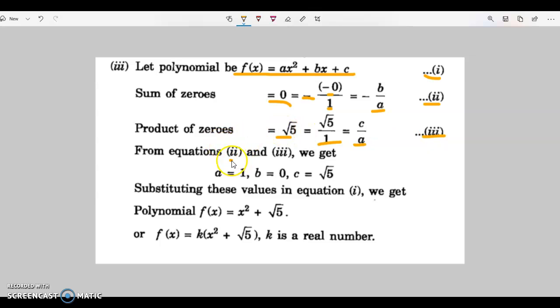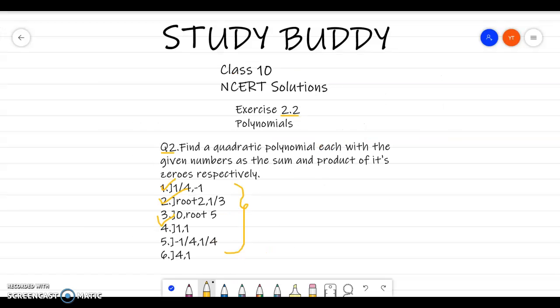From equations 2 and 3, we get a is equal to 1, b is equal to 0 and c is equal to root 5. Now I am substituting these values in equation 1, which gives us the polynomial f of x to be equal to x square plus root 5, or f of x is equal to k into x square plus root 5. Here k is any real number.